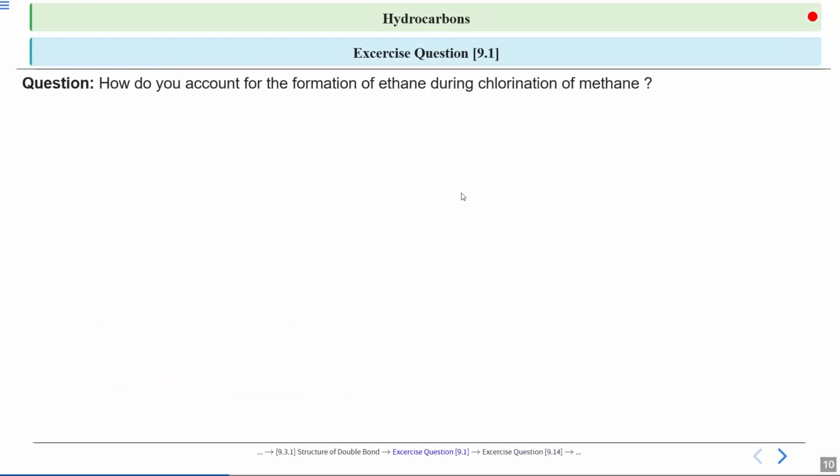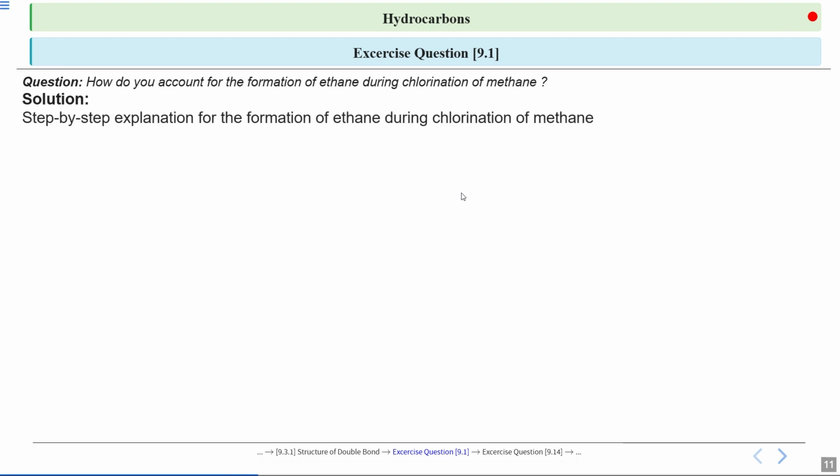Now, let us do an NCERT exercise question 9.1. The question asks, how do you account for the formation of ethane during chlorination of methane? Let's have a look at the solution. To understand this reaction, we will break it down step by step. The first step is crucial as it sets the stage for the entire process. We will explore how the reaction begins and what initiates the transformation of methane into ethane.